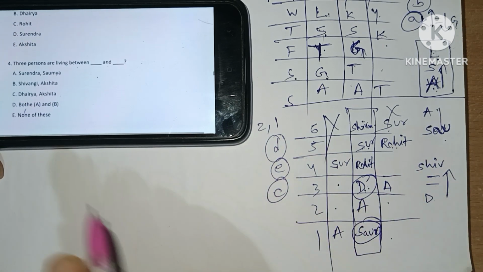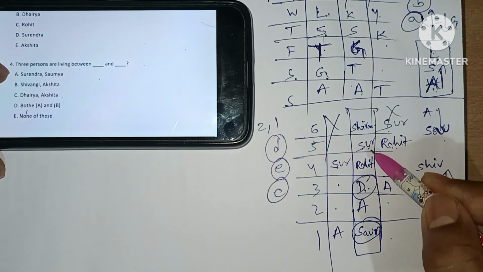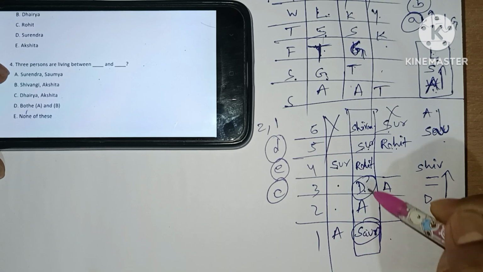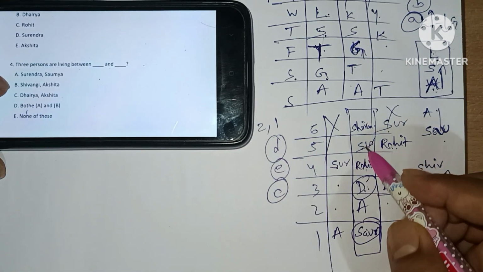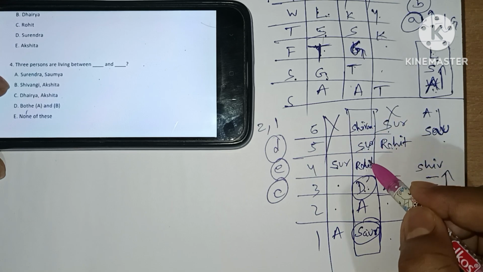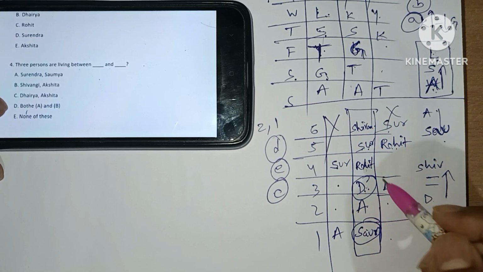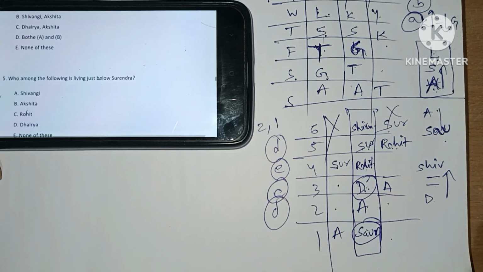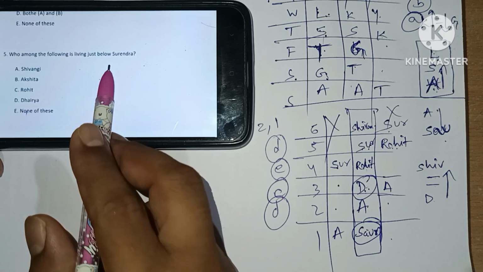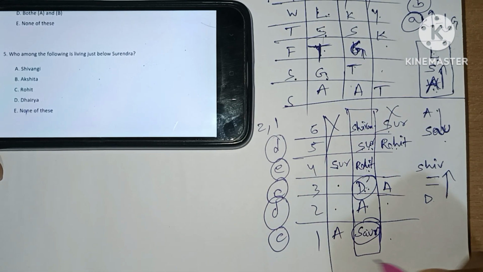Next one. 3 persons are living between dash and dash. Surendra and Soumya. Surendra here and Soumya here. There are 3 persons. Yes, it is right. Shivangi and Akshit. Shivangi 1, 2, 3 Akshit. It is also right. So both A and B is our answer. Option D is the answer. Next one, fifth question. Who among the following is living just below Surendra? Just below Surendra is Rohit. Option C. So these are the answers for our puzzle.